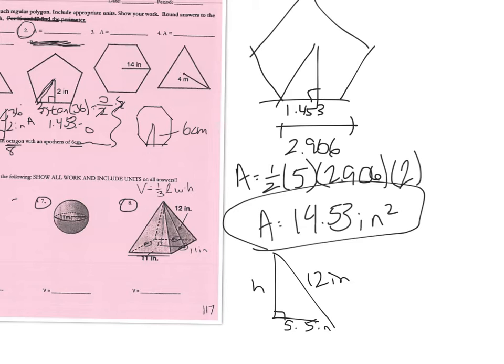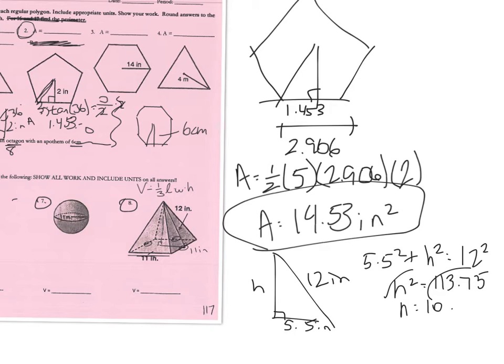Okay, so now we can use a squared plus b squared equals c squared, a little Pythagorean theorem. 5.5 squared plus the height squared, which we don't know, equals 12 squared. Solve for h squared. If you do so, you get 113.75. Square root both sides, and the height equals 10.67. So now we have 10.67.